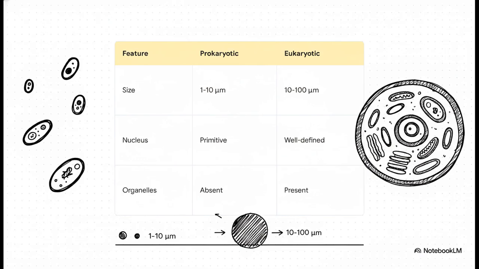So we've got two main franchise models here, and the differences are absolutely fundamental. Eukaryotic cells, the ones building plants and animals, are the advanced megafactories. They range from 10 to 100 micrometers and boast a true, well-defined nucleus and all those complex membrane-bound organelles. Prokaryotes, like bacteria, on the other hand, are the much older microscopic startups. Pro means primitive and karyon means nucleus. At just 1 to 10 micrometers, they operate entirely without a defined nucleus or any membrane-bound organelles.